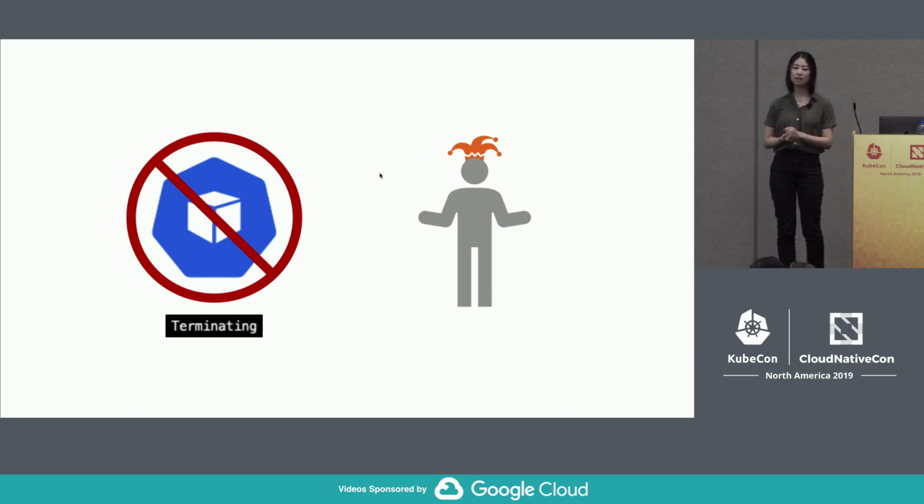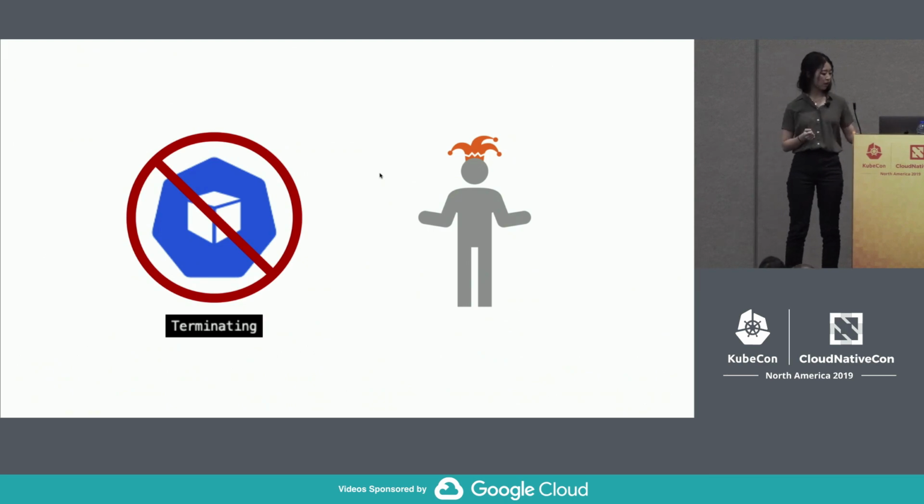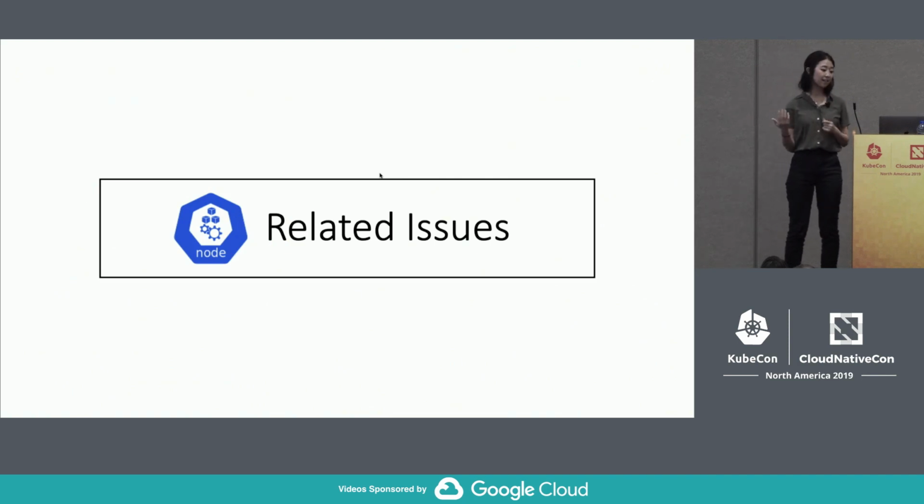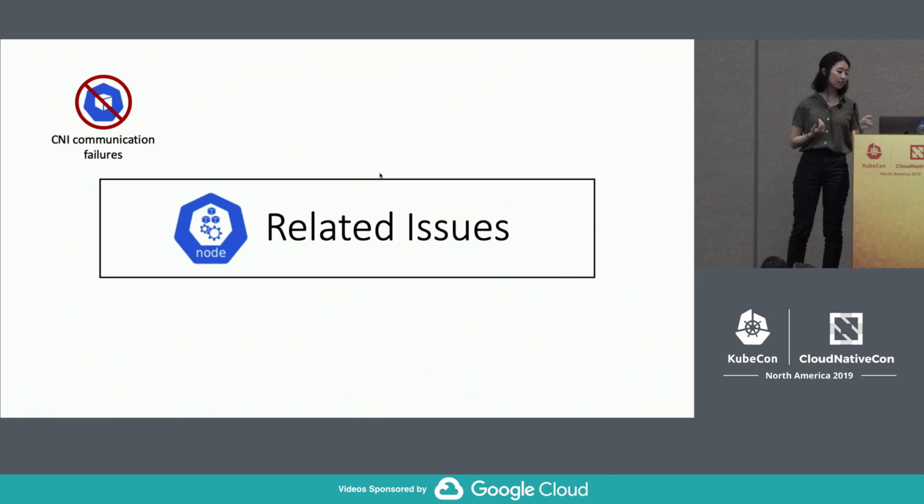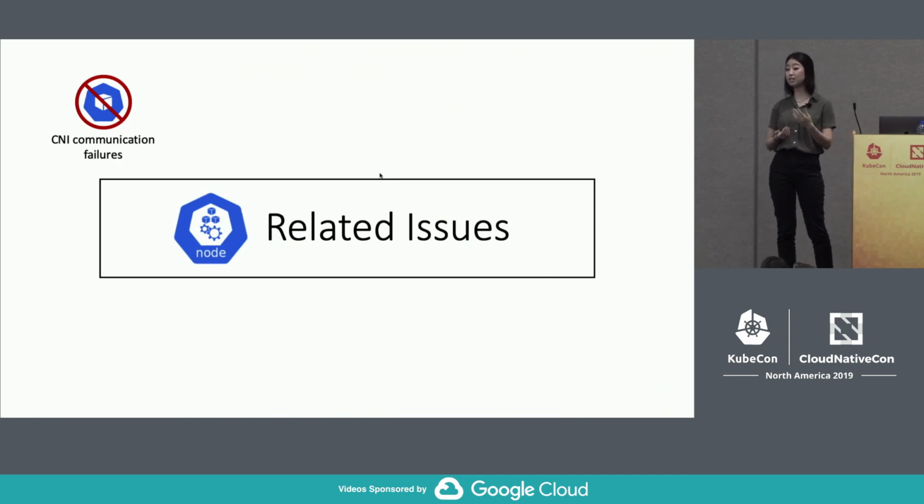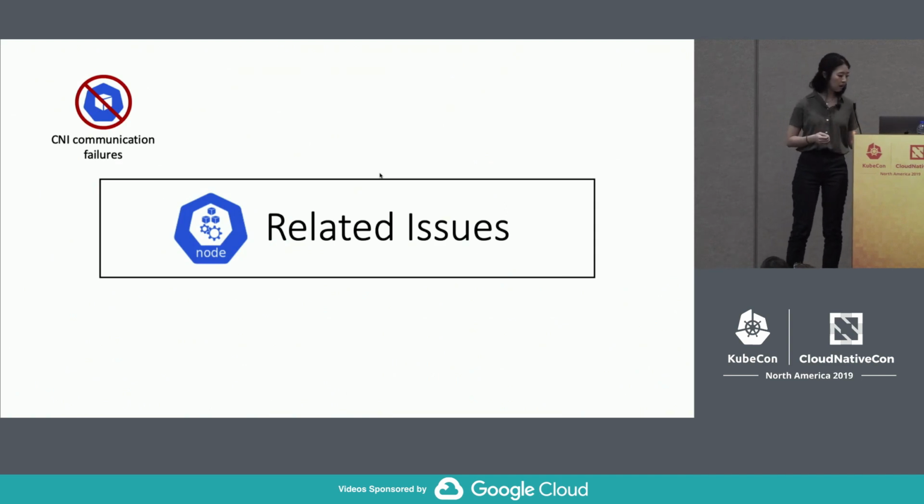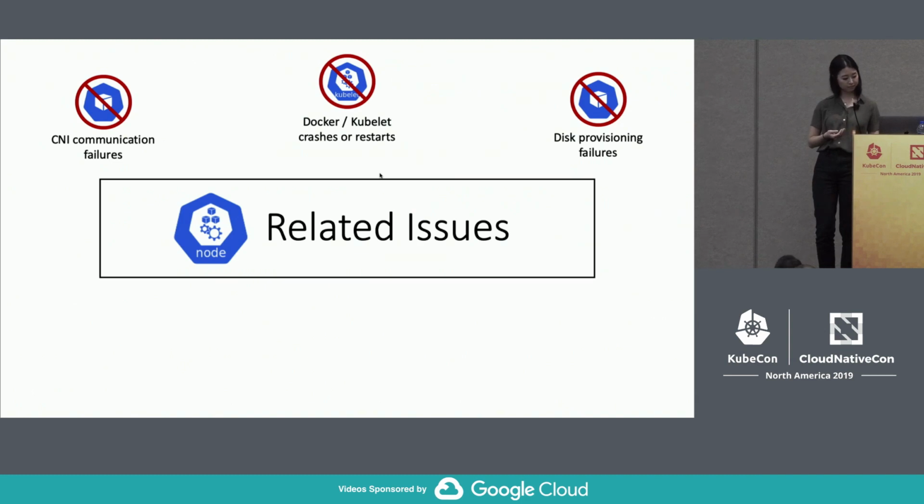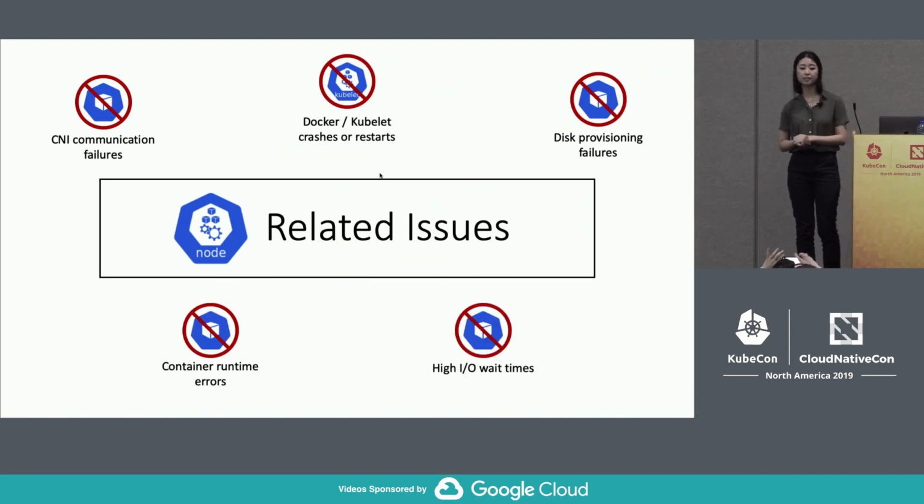Jake realizes that a lot of these issues that app devs are facing aren't necessarily misconfiguration errors, but issues related to nodes. Something's wrong with the nodes. And some of the problems that he is identifying are CNI communication failures, which is the issue that happened with Kim. Other issues such as Docker kubelet restarts or crashes. Disk provisioning failures. High I/O wait times, and container runtime errors.